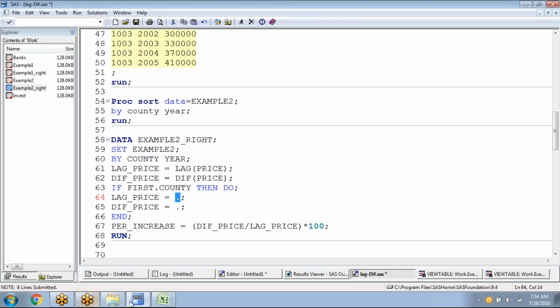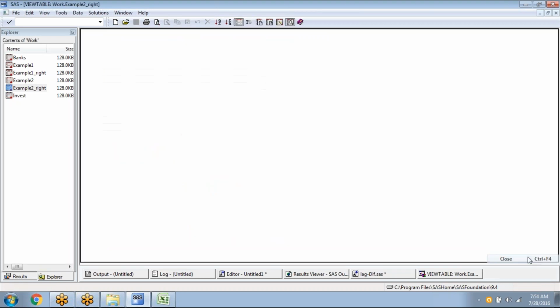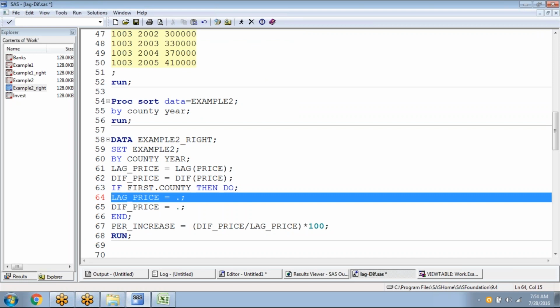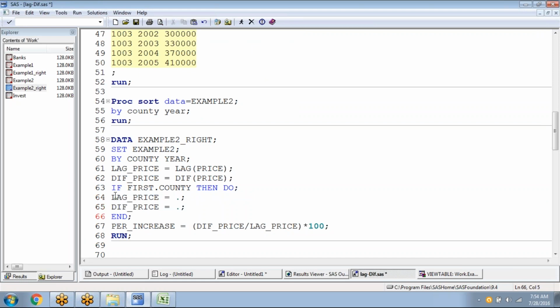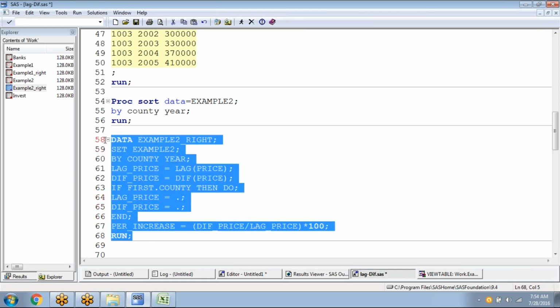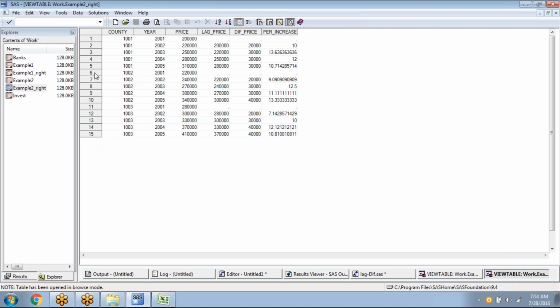Let's go here. Now let me execute this program. I hope you remember the first dot last dot variable concept. If you remember that, then you can easily understand this. So now I am trying to make it as dots. If it is the first record from each county, then I am replacing with missing values because I should not get any information here.